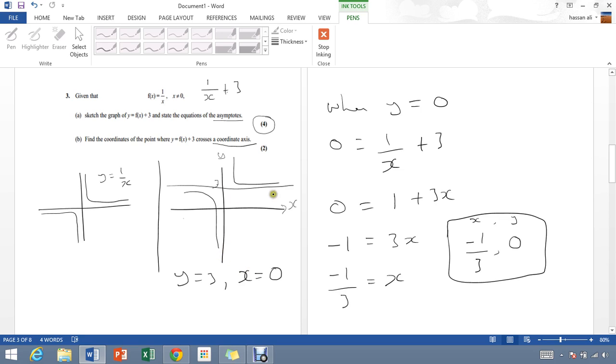Alright, so remember, to work out where it crosses the coordinate axis, just put down when y is equal to 0 and put your equation over here and solve it for x.